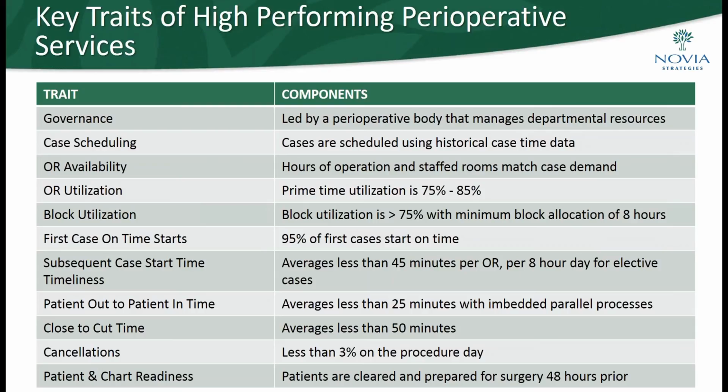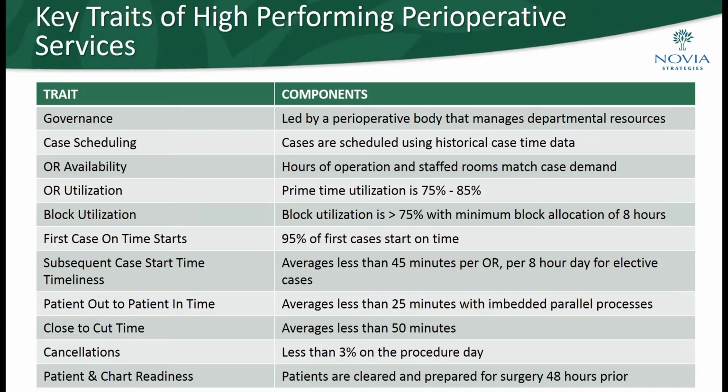Your operating room utilization. Is your prime time utilization 75 to 85%? And that aligns with your block utilization. Is block utilization greater than 75% and with minimum blocks of 8 hours? You want to get the surgeon there and keep the surgeon there all day. We all know that every time you change surgeons and you change specialties, it adds to downtime between cases. First case on time starts. Do 95% of your cases start on time? And if they don't, what are the root causes of that and how can you correct it?